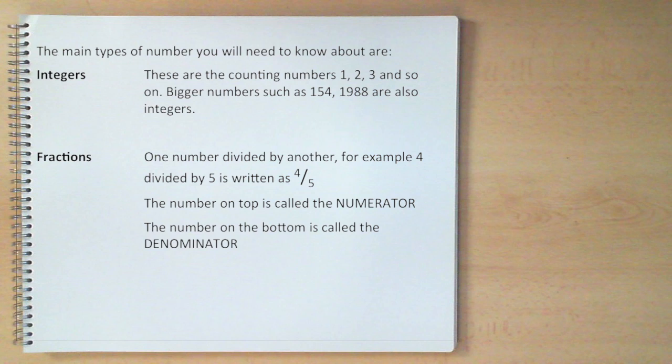So those are the two principal types of number there, integers and fractions. We will look separately at decimals in another set of videos. If you know what integers, fractions and decimals are and how to work with them, you're well on your way to understanding numbers.